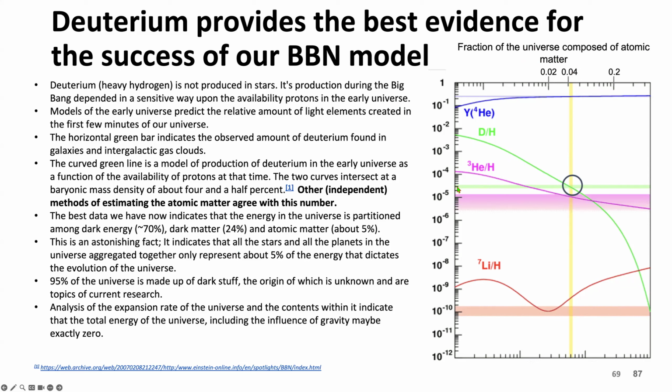And what I mean by agree is, see this green line is measurement of deuterium in galaxies. This is the prediction of the model, and they agree, but only if about 5% of the universe is atomic matter. But that's what we got from other methods. So we have confirmation from the early universe, emergence of different kinds of atomic material.